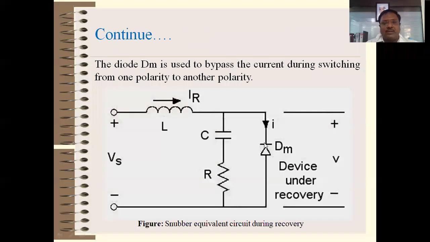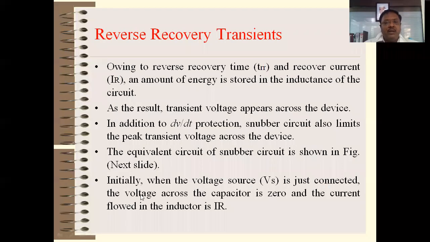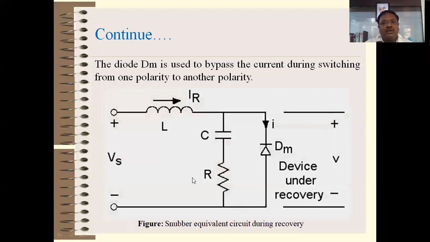That is again called a polarized snubber, in which we are connecting a diode parallel to the power device. Initially, when the voltage source Vs is just connected, the voltage across the capacitor is zero, because the voltage transient is from zero to high. So that time the voltage across the capacitor is zero. When your input voltage is at steady state, the capacitor starts to charge. So the voltage across the capacitor is zero, and the current flowing in the inductor is IR. The diode DM is used to bypass the current during switching from one polarity to another polarity.